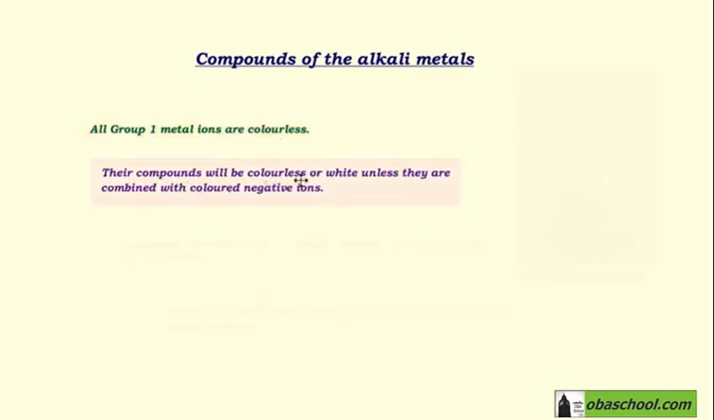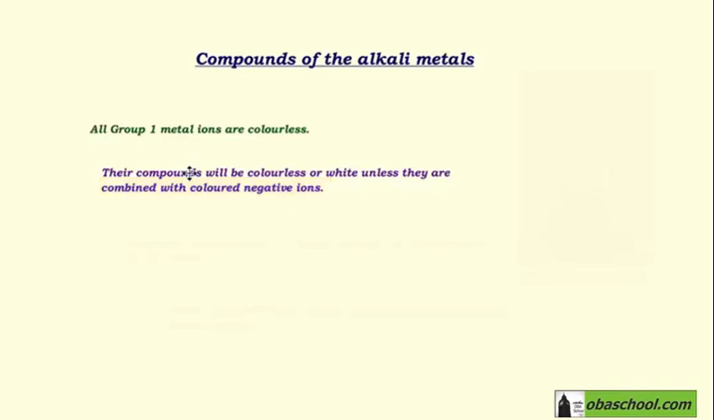Their compounds will be colorless or white unless they are combined with colored negative ions. Also, the compounds of these ions will be colorless because they are already colorless, but they can have a color in only one case: if this positive ion reacts with a negative ion of another colored element. So these compounds are originally colorless or maybe white, but in only one case can they be colored, if another colored negative ion reacts with them.